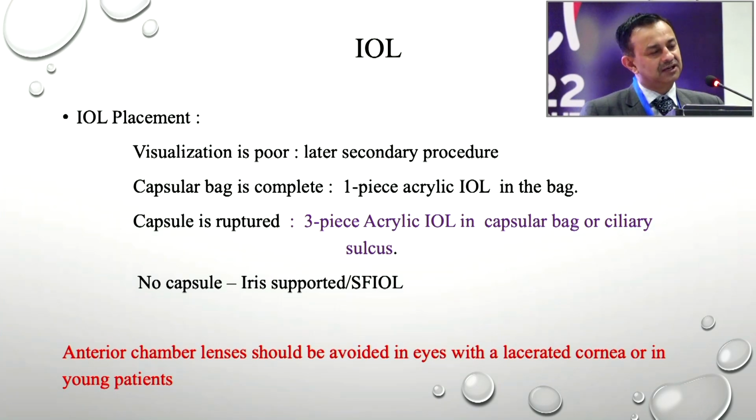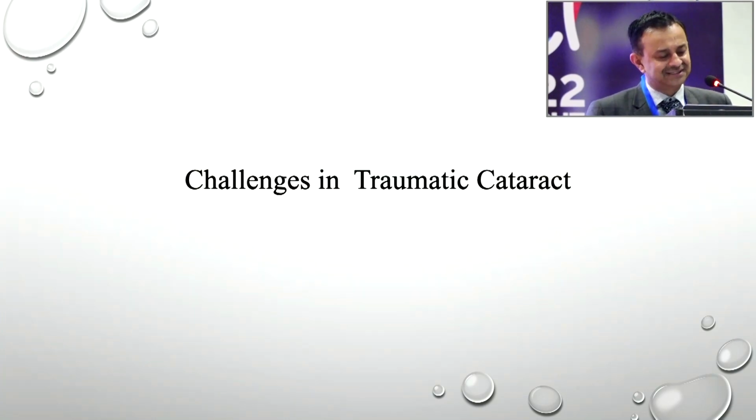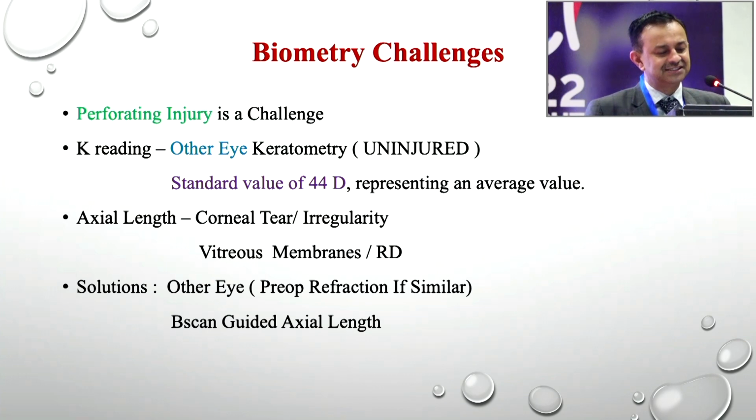Where do we place the lens? Avoid anterior chamber and iris claw lenses in a case of trauma, because post-trauma, if there is inflammation, you cannot really know whether it is infective or inflammatory secondary to irritation of the iris. So let's see the challenges in a traumatic cataract.